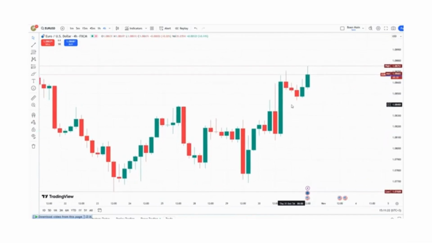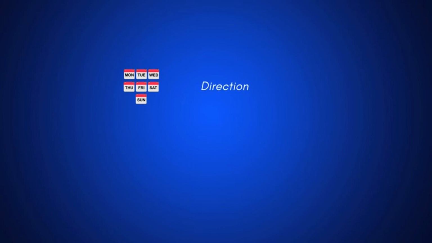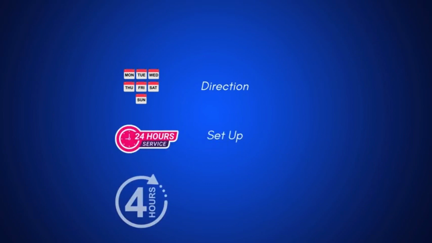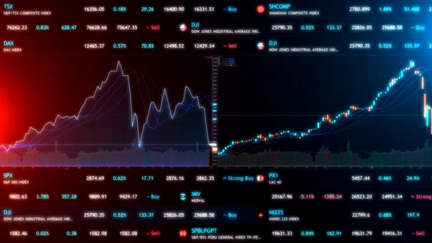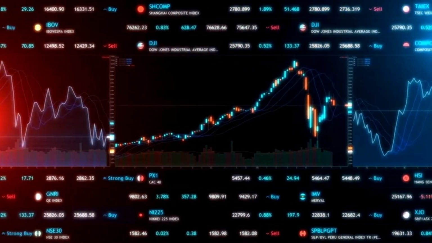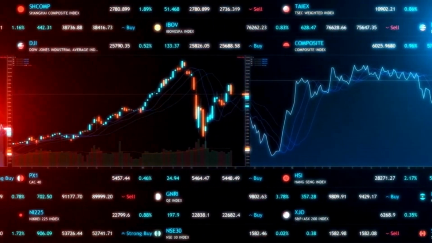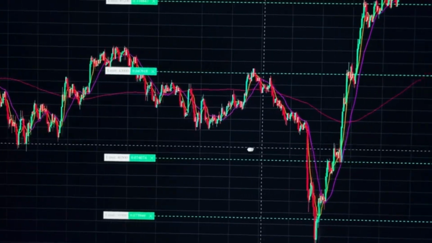Now observe how all these charts come together. The weekly chart gave us the direction, the daily chart showed us the setup, and the 4-hour chart provided the exact trigger point. By aligning your trades across multiple time frames, you can increase the probability of success, catching trends early, and managing risk effectively.